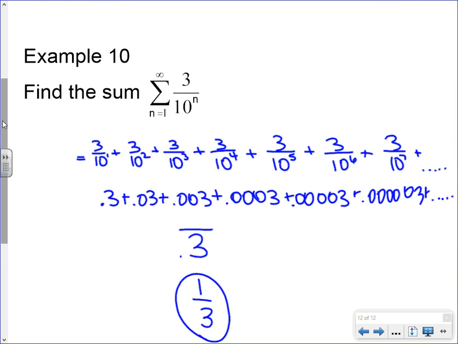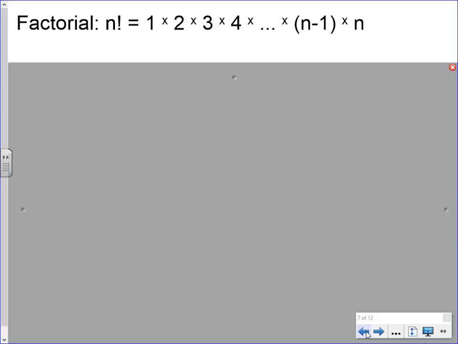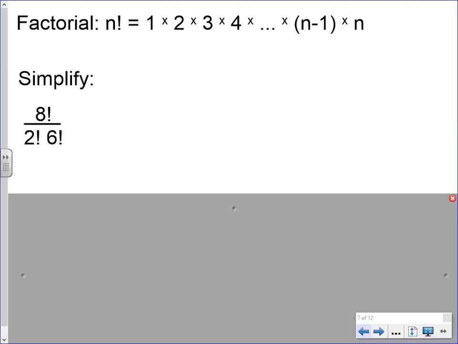I do want to come back. We've kind of talked about factorials already, but I want to go through simplifying because you'll have some in your homework. We know that n factorial means 1 times 2 times 3 times 4 times 5 times 6, all the way up until you get to n, right? So we're going to simplify 2 expressions. This is the first.